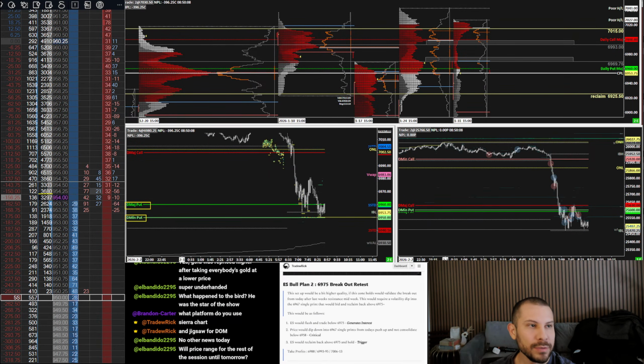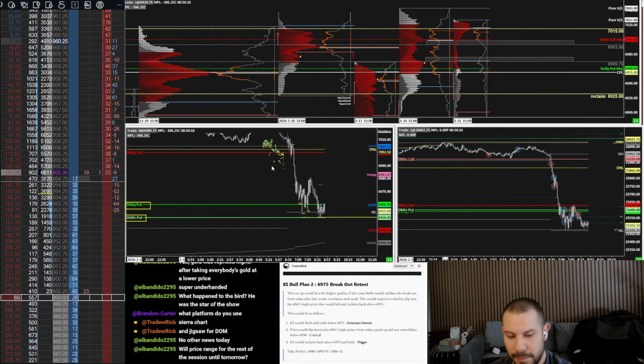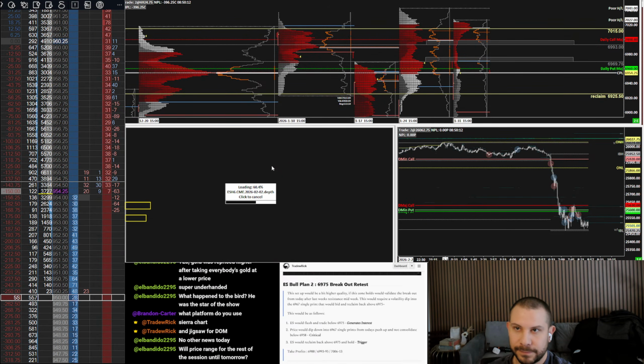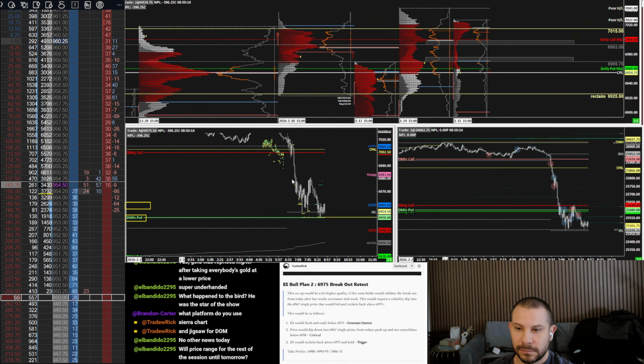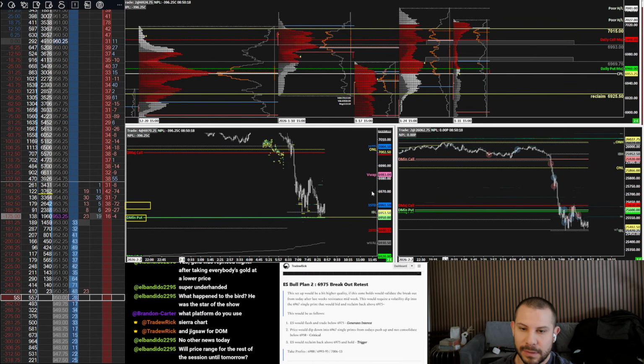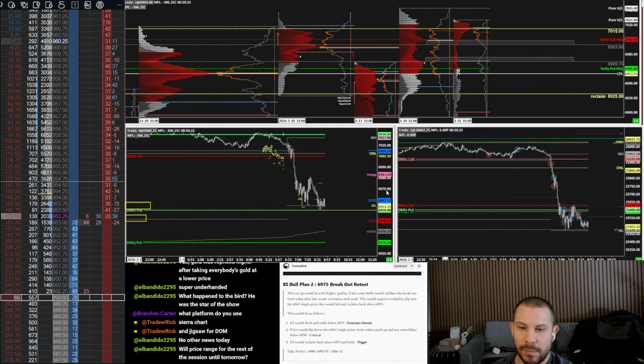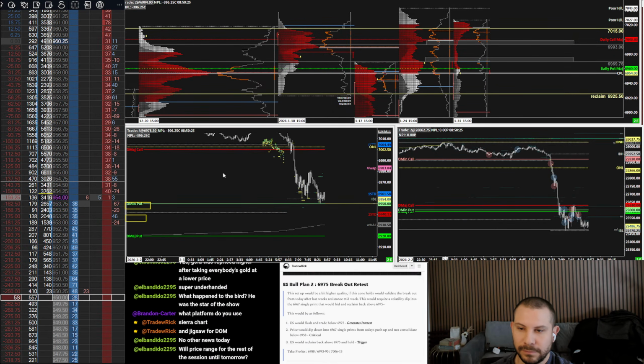They hit the put wall, rejected again. Update these levels here. You got the put wall move down. Look at that. The put wall moved lower to the 20s now. So the puts moved down lower.